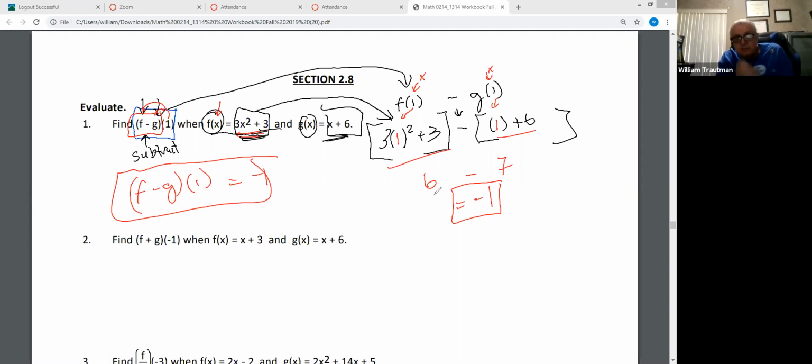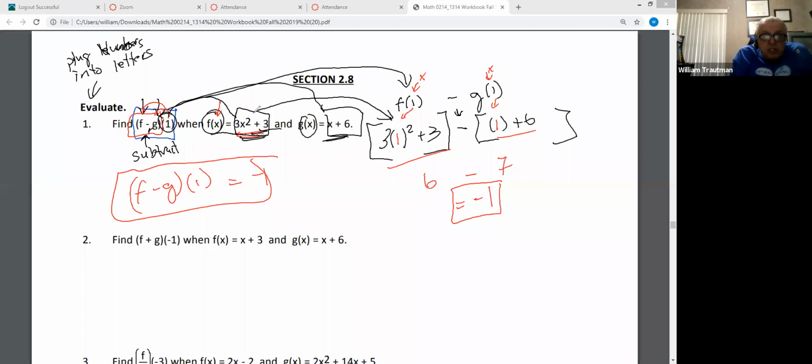Okay? Just want to make sure we got that. If not, we've got the next one, and we're going to go through the process again. By the way, it's really similar to evaluate. It says evaluate in the instructions. If you remember what I said, evaluate means plug numbers into letters and then do the math. We're plugging this number 1 into the x's, and then we're going to subtract the two.